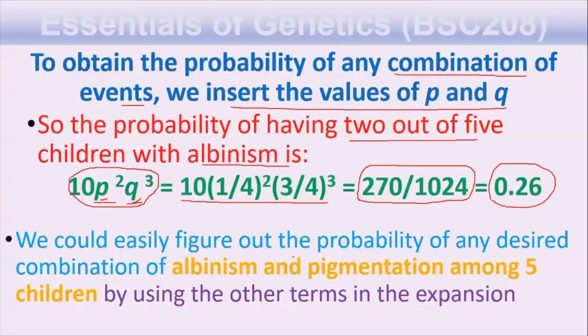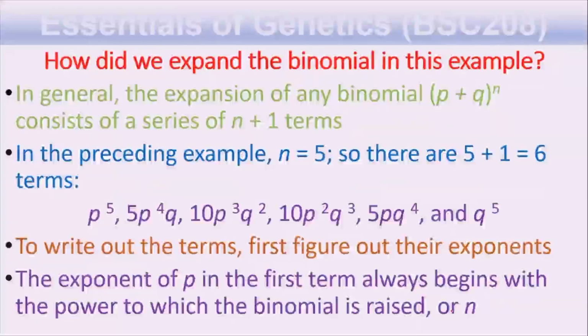So we could easily figure out the probability of any desired combination of albinism and pigmentation among the five children by using the other terms in the expansion. So now the question is how did we expand the binomial in this example? It is also very easy. In general, the expansion of any binomial term p plus q raised to the power n consists of a series of n plus 1 terms. So n is equal to 5, and when we add 1, there will be a total of 6 terms.